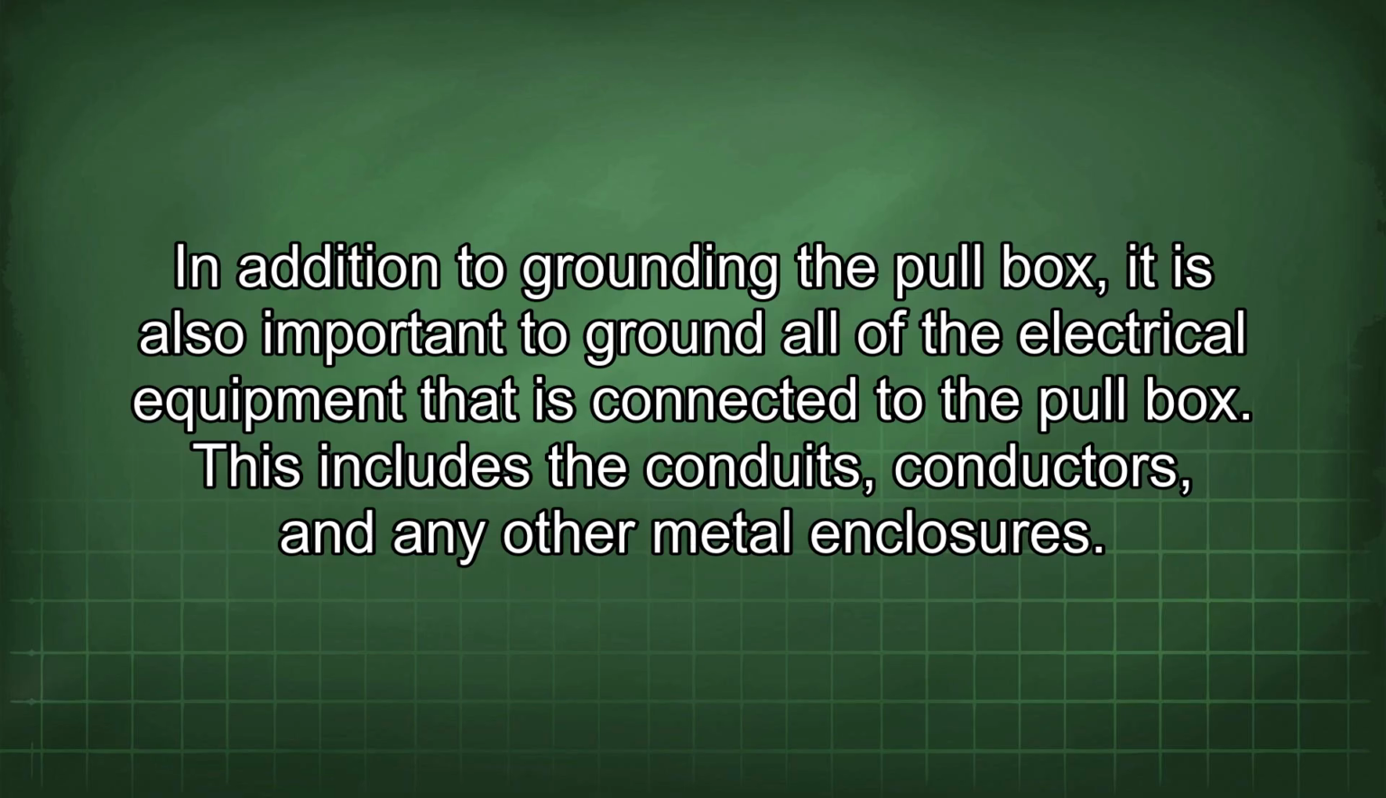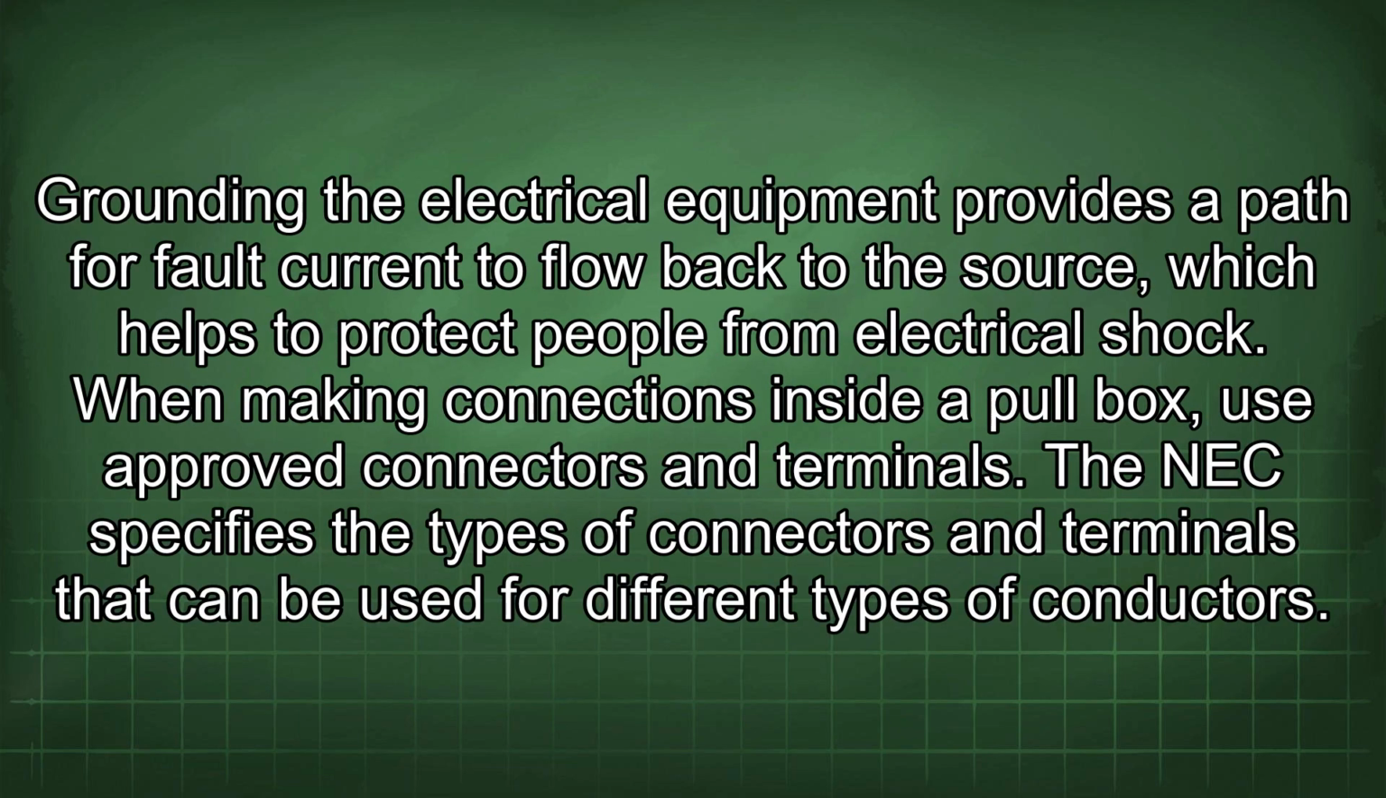In addition to grounding the pull box, it is also important to ground all of the electrical equipment that is connected to the pull box. This includes the conduits, conductors, and any other metal enclosures. Grounding the electrical equipment provides a path for fault current to flow back to the source, which helps to protect people from electrical shock. When making connections inside a pull box, use approved connectors and terminals.